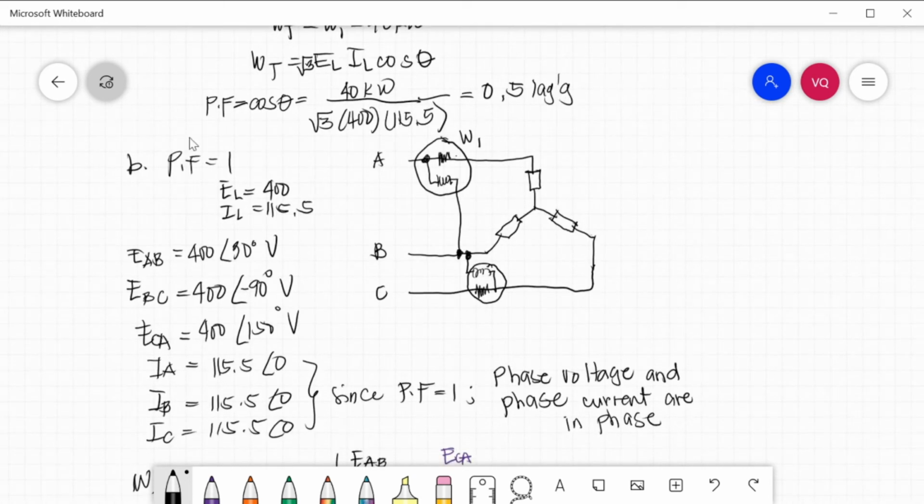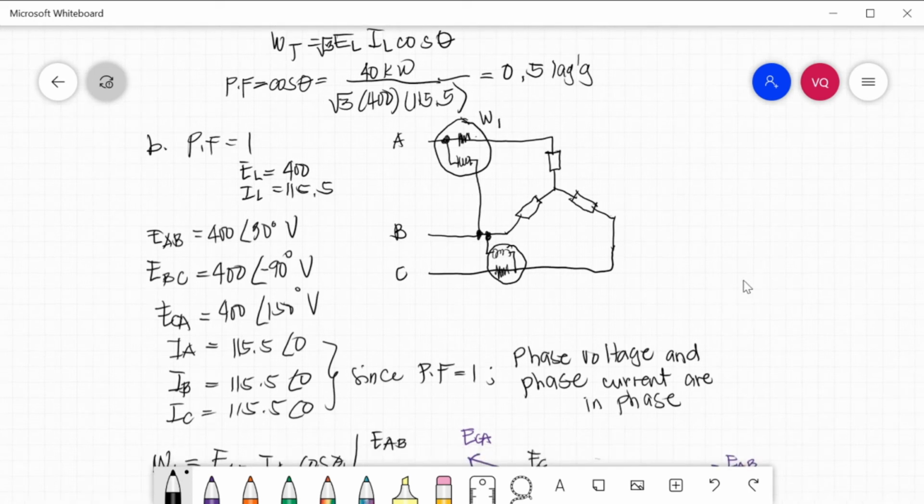So if our power factor is unity, what will be the value of wattmeter 1 and wattmeter 2? I placed wattmeter 1 at line A and it is common in line B. Wattmeter 2 is placed in line C and also common in line B. Our line voltage will be equal to 400 for EAB, that is 400 angle 30.